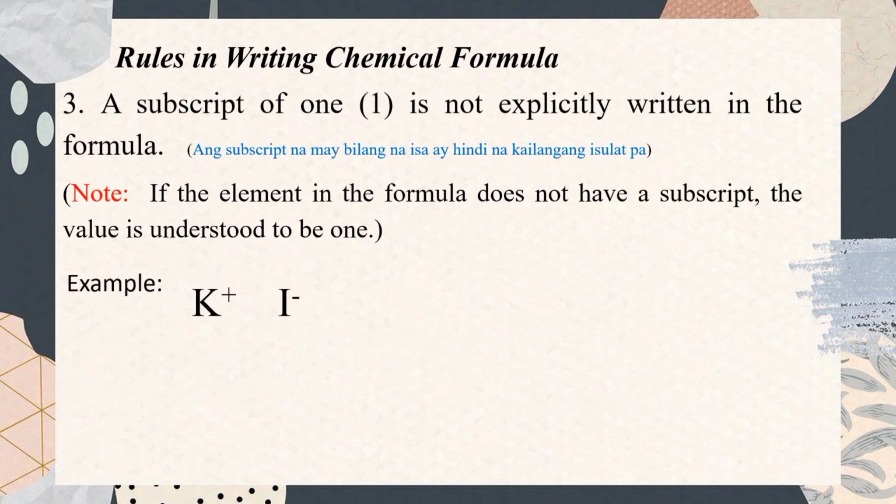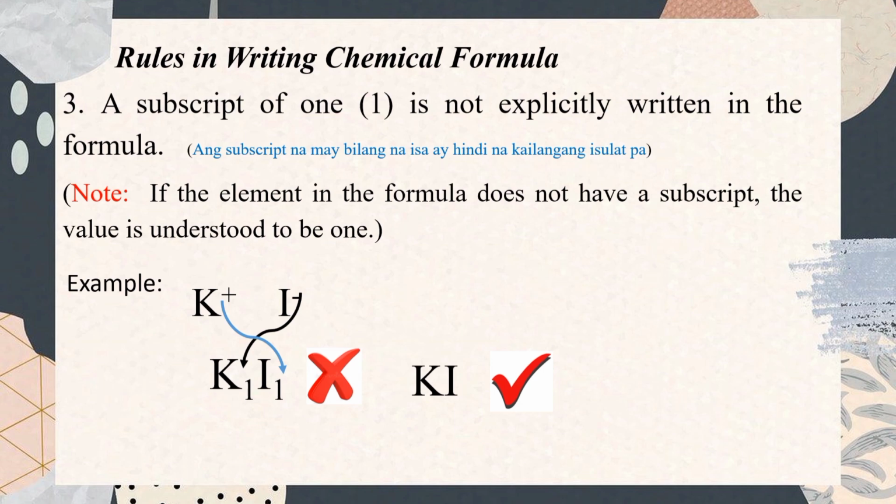The combining atoms are K positive 1 and I negative 1. Applying the crisscross rule, we have K1 and I1. But since we're not going to write 1 as the subscript, then therefore that formula is wrong. So, the correct formula would be KI. How about its name? The correct name is potassium iodide. There is no classical or stock name of this compound since K or potassium is not one among the metals with more than 1 ions.